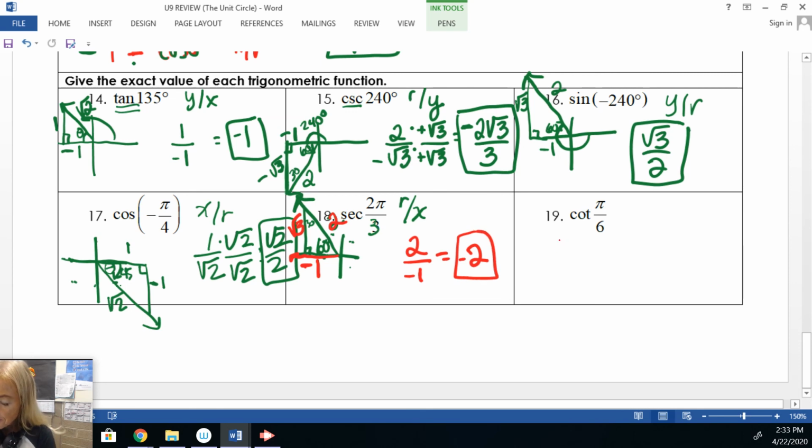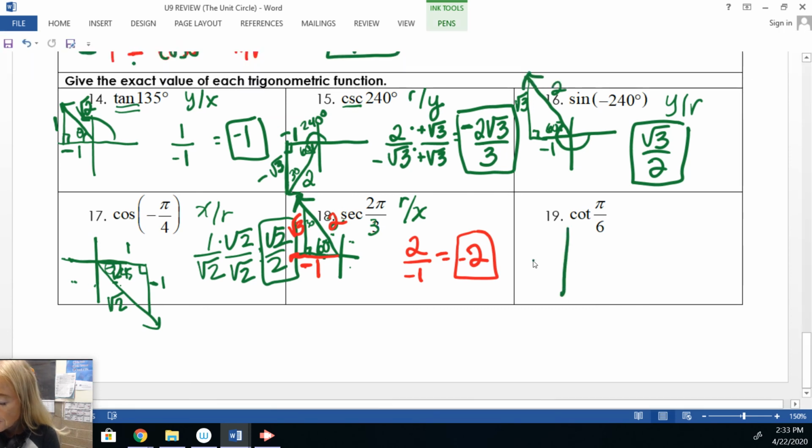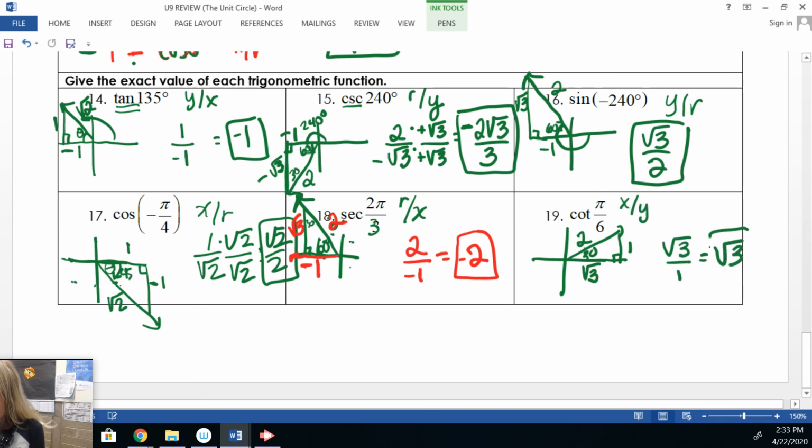All right, cotangent pi over 6. That means 1/6 of the way to pi, and that makes a 30-degree angle. Across from the 30 is 1, radical 3, 2. None of those in the first quadrant are negative, so all signs are correct. And our cotangent is x over y, so radical 3 over 1, which is radical 3. All right, there you go.